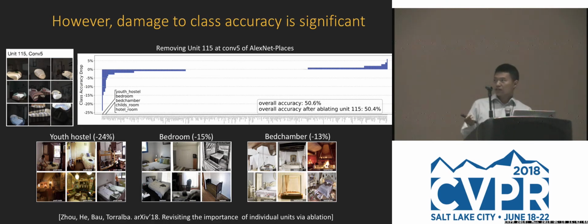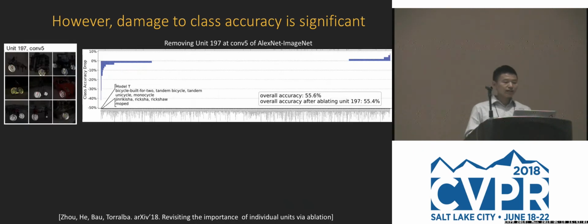What's more interesting is that we observe some classes actually benefit from this unit removal. If you remove this unit, their class accuracy actually improves a little bit. We take a look at those categories, but they seem to be random categories. So here's another example. We remove this unit from the AlexNet trained on ImageNet.